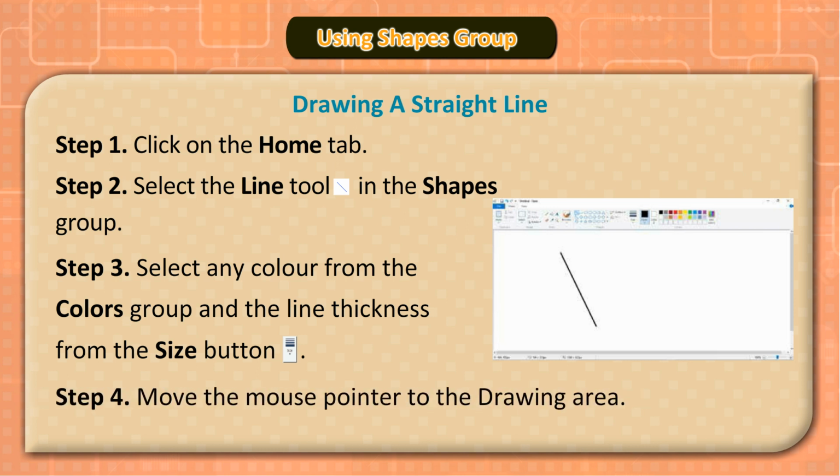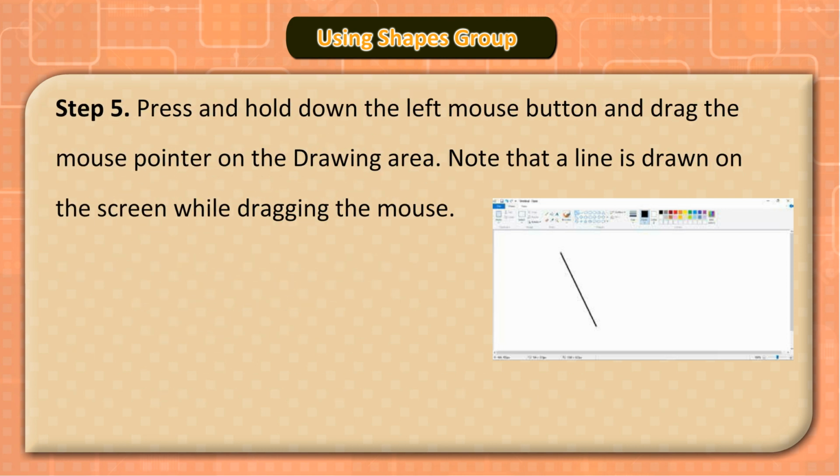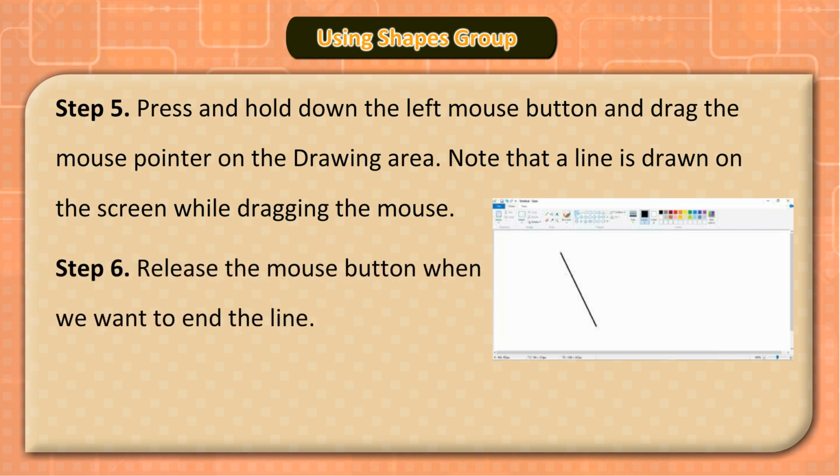Step 4. Move the mouse pointer to the drawing area. Step 5. Press and hold down the left mouse button and drag the mouse pointer on the drawing area. Note that a line is drawn on the screen while dragging the mouse. Step 6. Release the mouse button when we want to end the line.